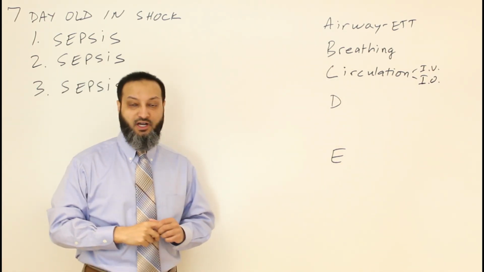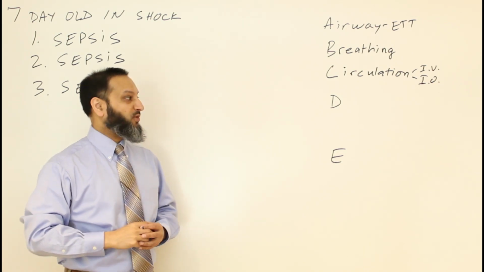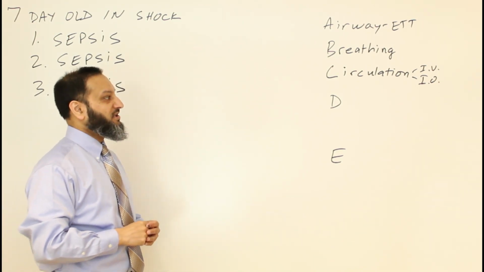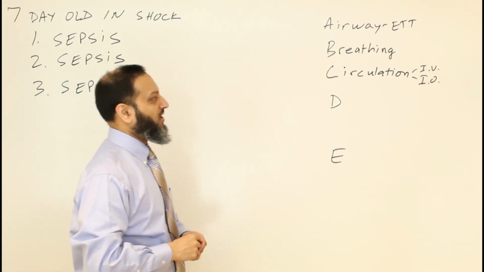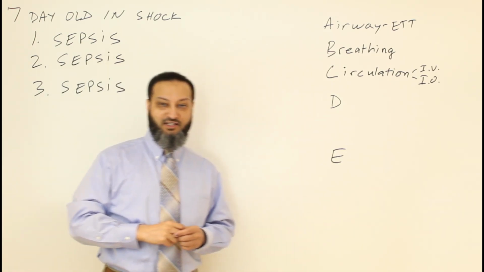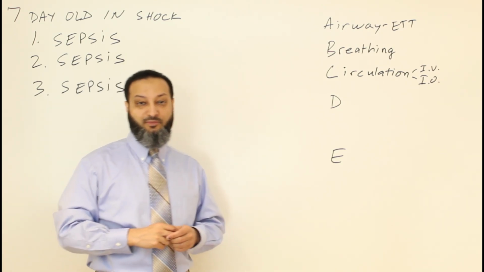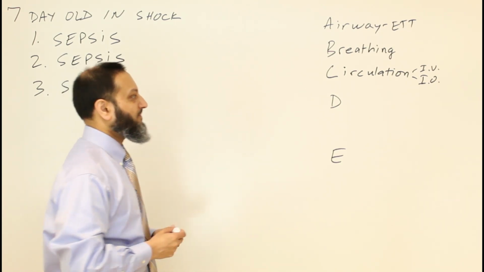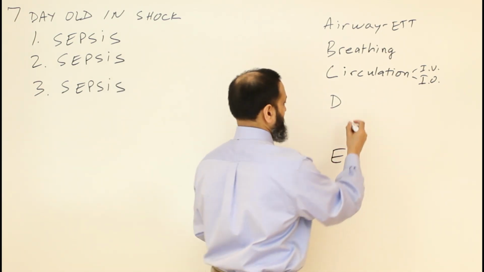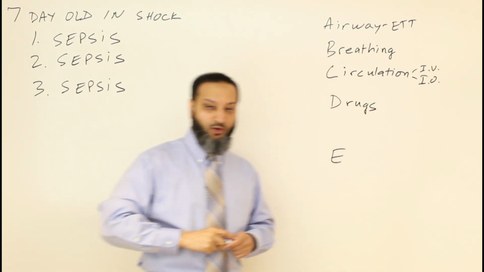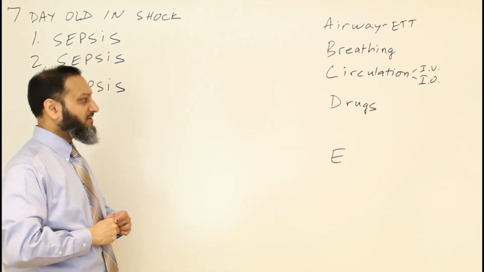An IO you can use just like an IV, where you can draw blood, draw labs, give fluids, give medications. So getting good access is going to be important right away when you identify a patient in shock, a 1-week-old in shock. D is drugs that you would administer for a patient who is in shock.